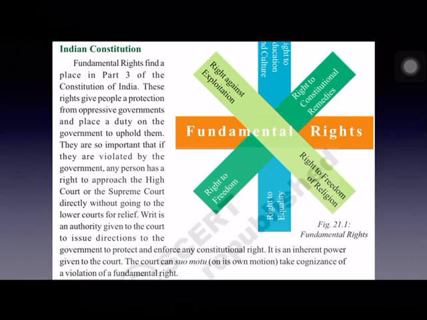And the court can also suo motu take action if there is any violation of fundamental rights. That means they need not wait for a complaint to be lodged. Only if they receive a complaint, actually they take action. But here, in respect of violation of fundamental rights, the courts can take suo motu action. On their own initiative, they can take action.